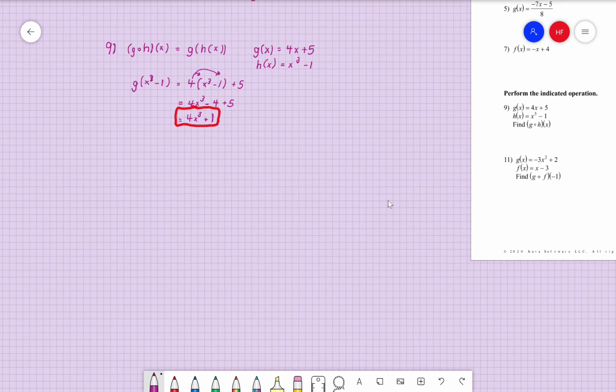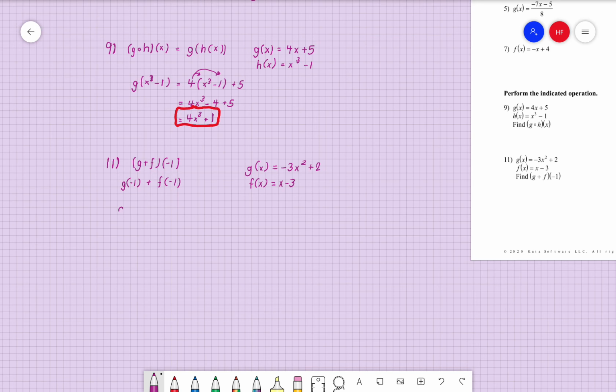And then last one we have is number 11. So we've got g plus f of negative 1. G of x is equal to negative 3x squared plus 2. And f of x is equal to x minus 3. So I'm going to add these two functions together, evaluated at negative 1, which is the same thing as saying g evaluated at negative 1 plus f evaluated at negative 1.